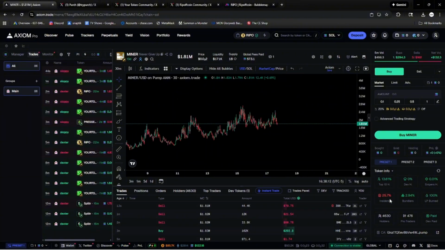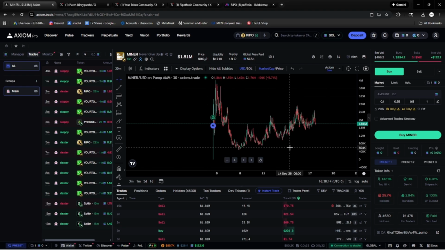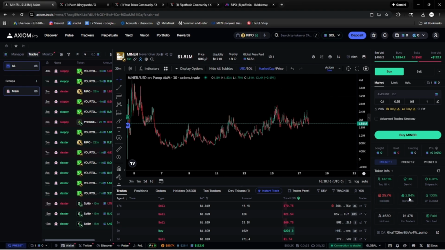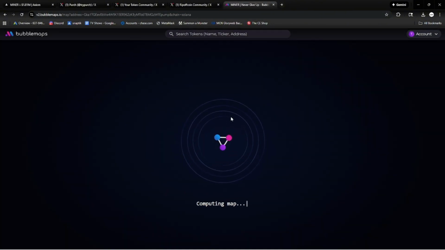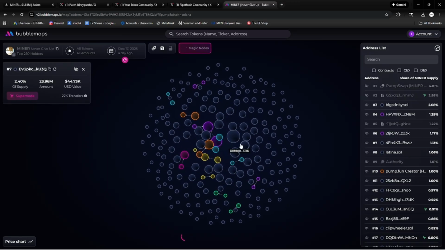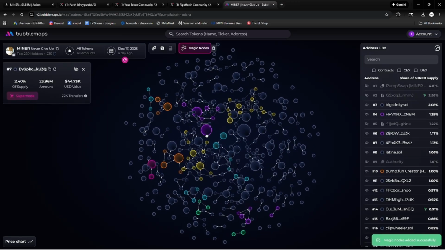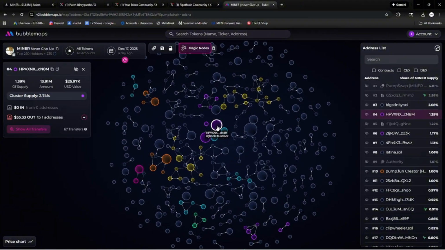That's not terrible, but 25% insiders. If Axiom is detecting that, that means something fishy is going on. So what we can do with this is go back to the Bubble Map website, check it out, and look at how the supply is being controlled. I do not like this one singular bit.